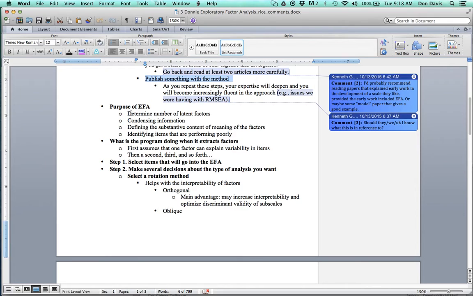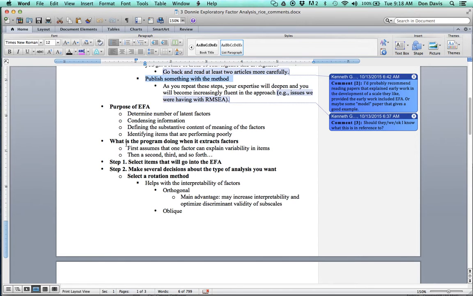Okay, purpose. Short version is this is how you decide how many subscales are in a measure, and people use it to refine measures and cut down from an initial item set to a narrower set of items that is performing well.